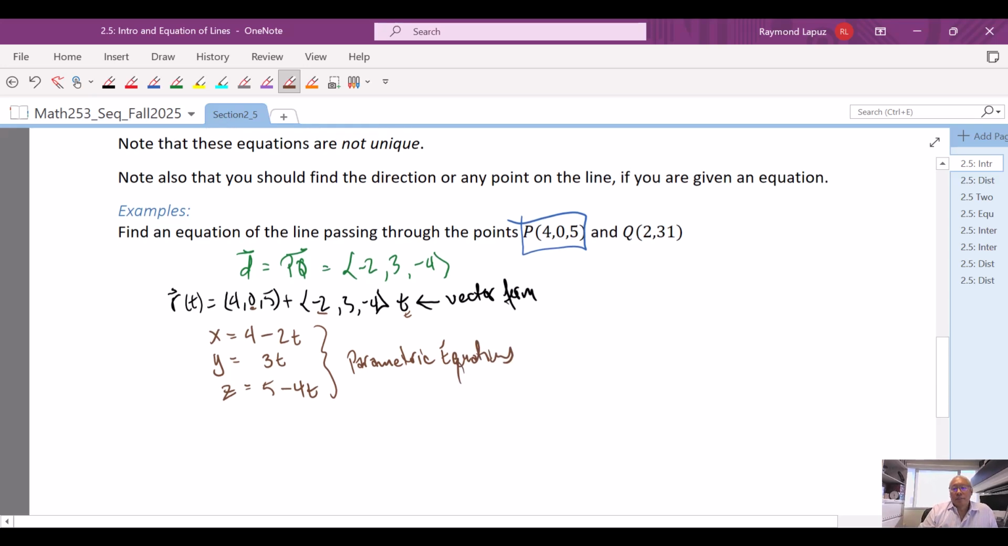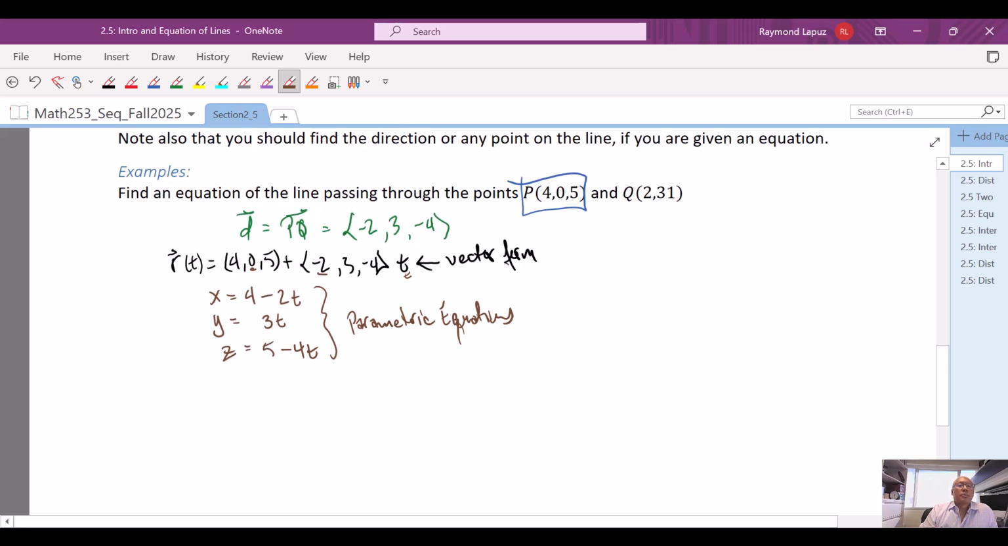All right. Finally, if I want to express this in symmetric form, what I would do is take the first equation, x, and solve for t. So given that equation and solving for t, I will get x minus 4, and I will divide by negative 2. So t is going to equal x minus 4 divided by negative 2.